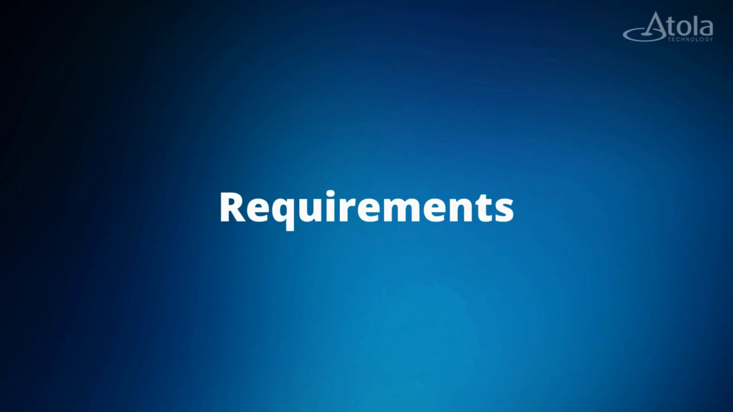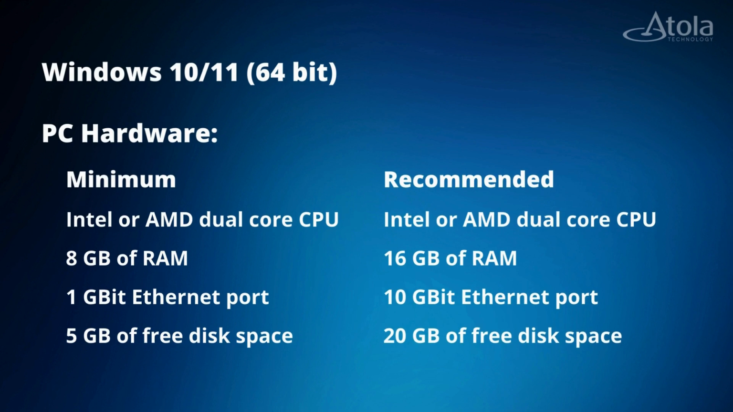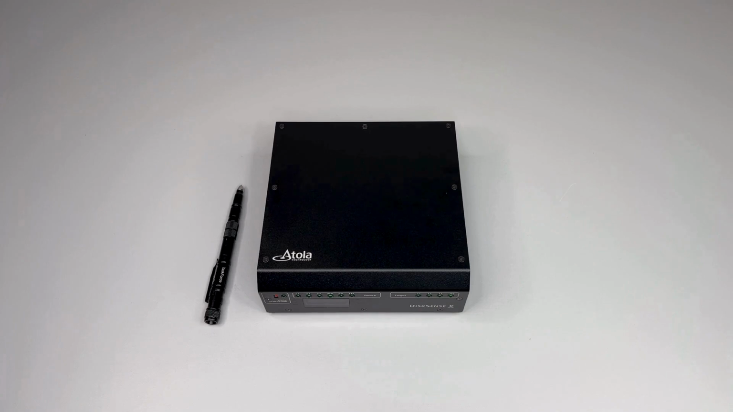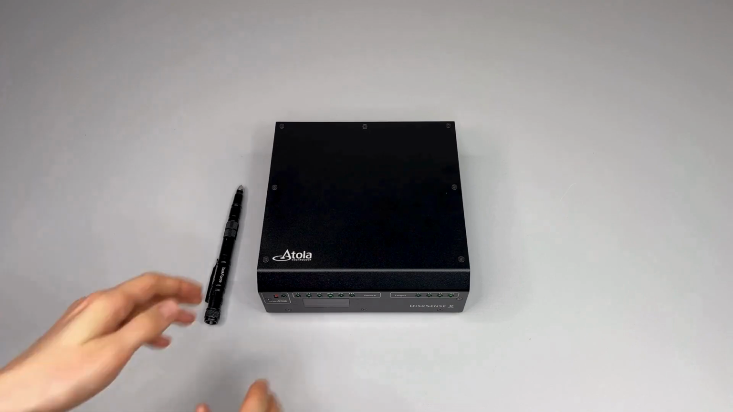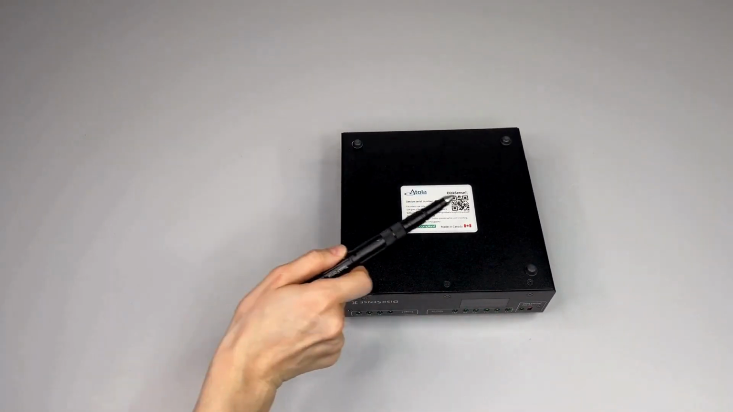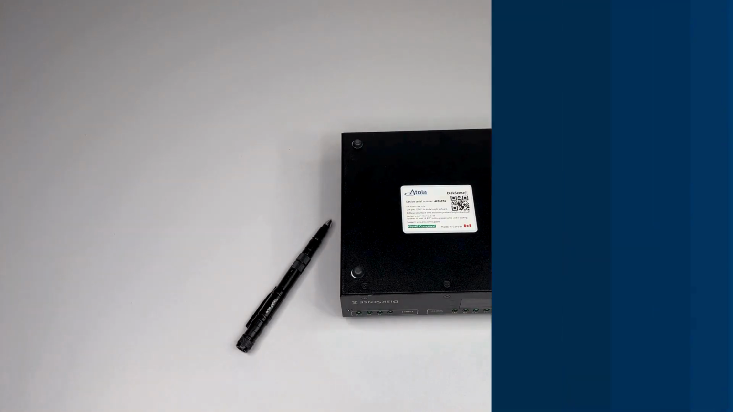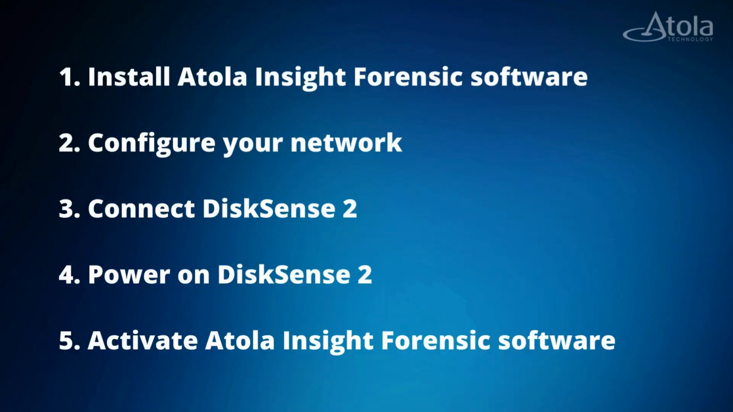Before we begin, let's check what we'll need in the process. Atola Insight Forensic software runs on a PC with Windows version 10 or later. These are the minimum and recommended requirements for PC hardware. Also, before starting the setup procedure, turn the DiskSense 2 unit over and write down the device serial number, located on the bottom side. You will need this serial number to activate the operating software. Now, we are ready to go.